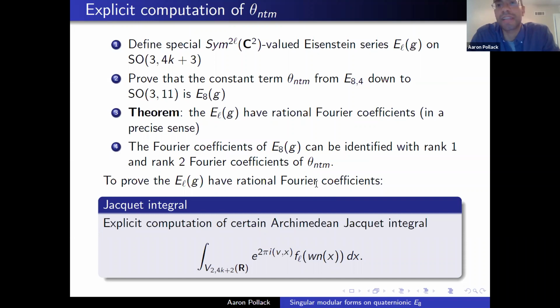And one proves that these special Eisenstein series have rational Fourier coefficients. And then one backtracks and can identify the rank 1 and rank 2 Fourier coefficients of this next to minimal modular form with the Fourier coefficients of this special Eisenstein series on SO(3,11). And then finally, how does one get the rationality of these Fourier coefficients of these Eisenstein series on SO(3,11)? It comes down to some explicit computation of a certain Archimedean Jacquet integral. Everything else is sort of easy, but one has to do this explicit integral, and that's maybe the interesting part of that calculation.